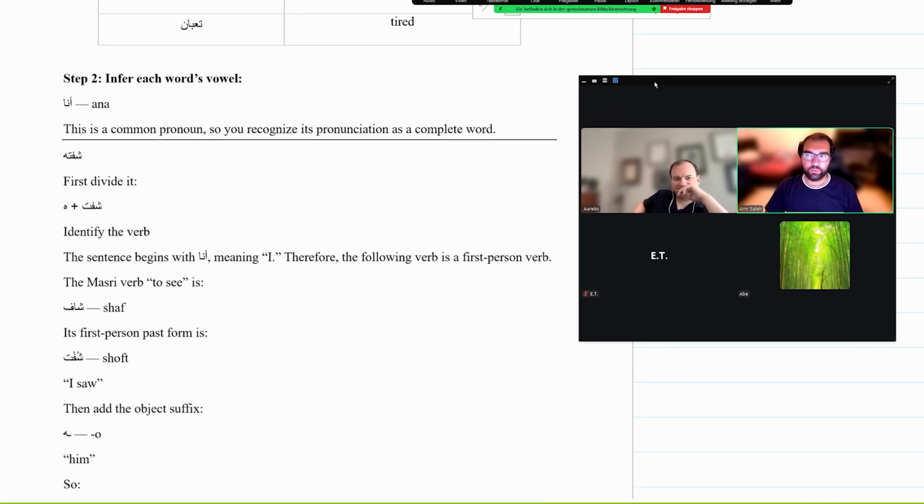And then after we have broken down the sentence, we're going to try to infer the vowels of every word. So ana, that's a common word, a pronoun. If you learn the pronouns, you already know how to pronounce it. So you don't need any guesswork here. Shuftu has two parts. Since the sentence begins with an I, this is going to be a first person verb.